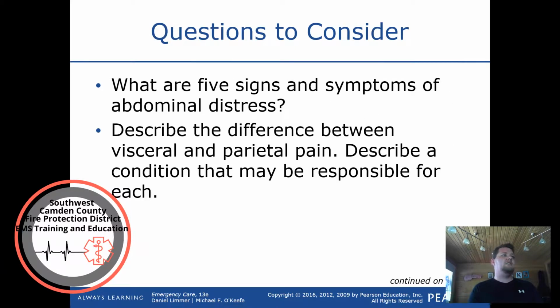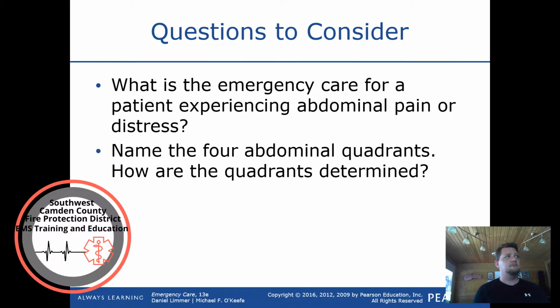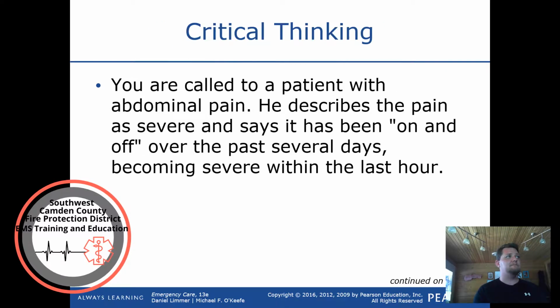Again, here are questions to consider when you finish this chapter and your reading. What are 5 signs and symptoms of abdominal distress? I want you to name 5 of them. Describe the difference between visceral and parietal pain, and describe a condition that may be responsible for each. What is the emergency care for a patient experiencing abdominal pain or distress? And name the 4 abdominal quadrants and how the quadrants are determined.